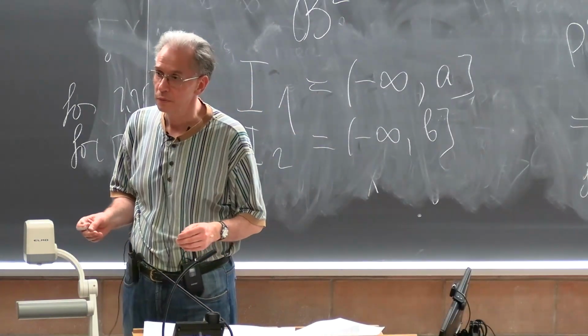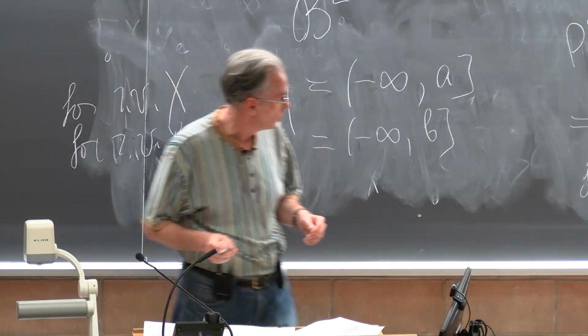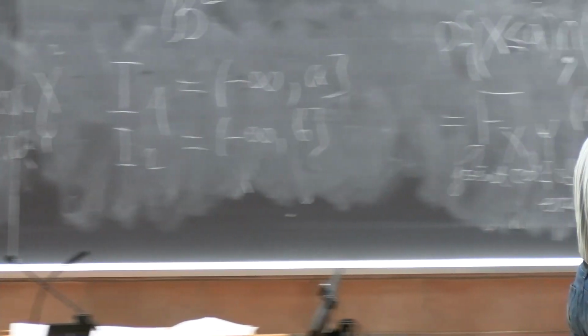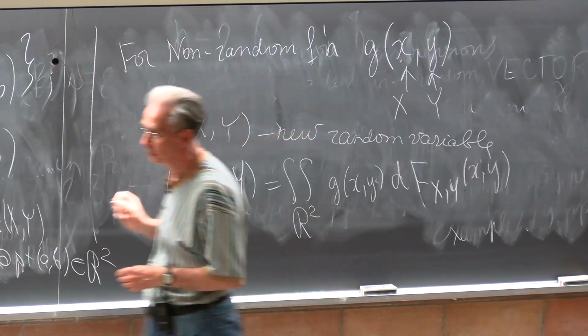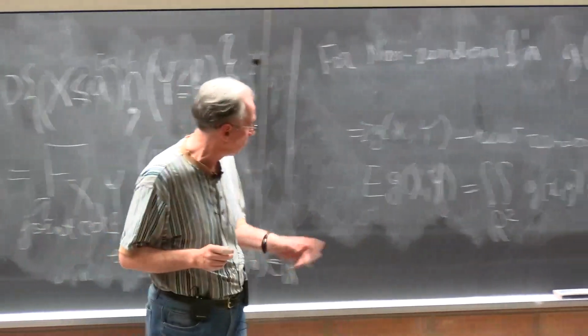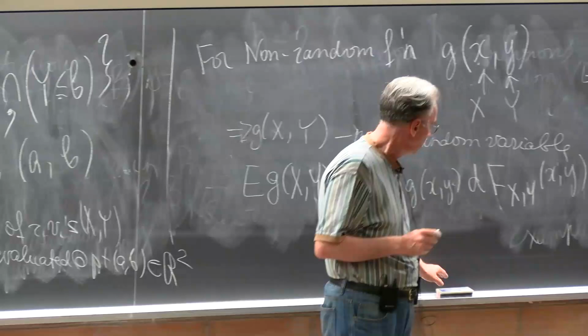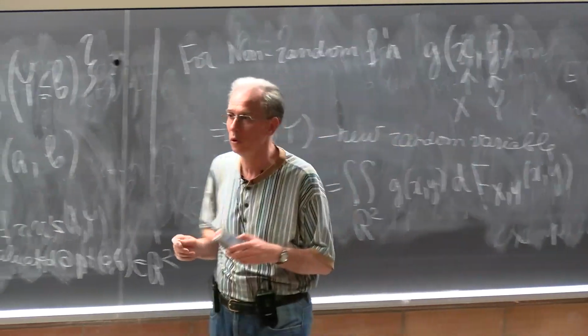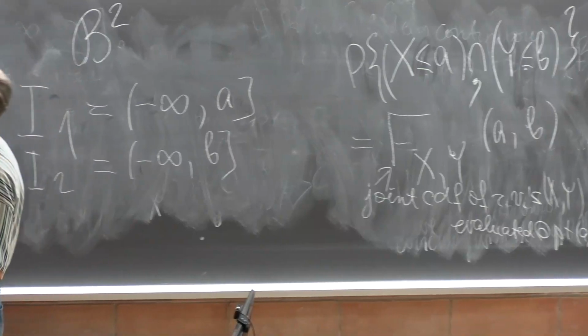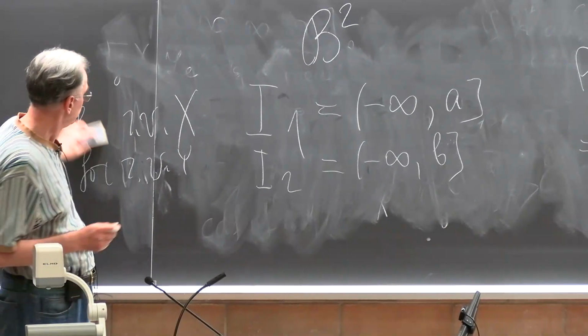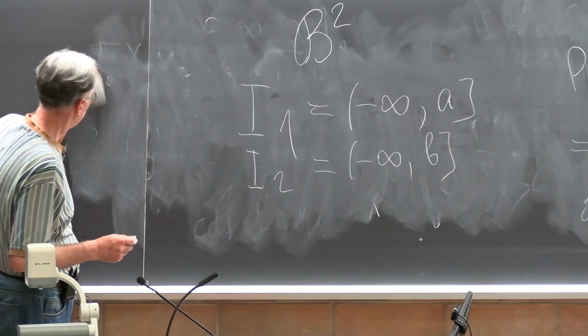Is that expectation of g of X, big X? Yeah, it's capital Y. Yeah, it's a good point. It's a capital Y. Little x and y are for non-random arguments. Capitals are for random variables. Okay. Thank you.